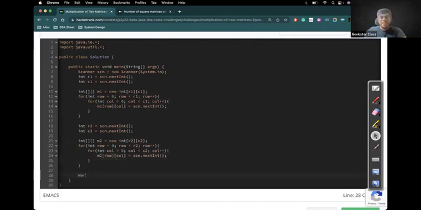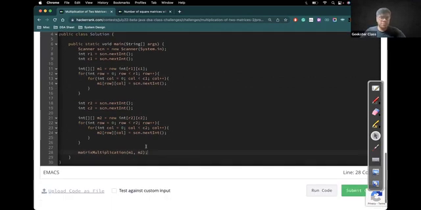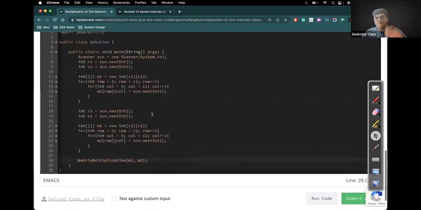Now, whatever matrix multiplication we have to do, we will do it in a separate function. We will pass the first matrix M1 and we will pass the second matrix M2. You can return the matrix or you can simply print there only. If I am just printing there only, what will be the return type? It will be void.